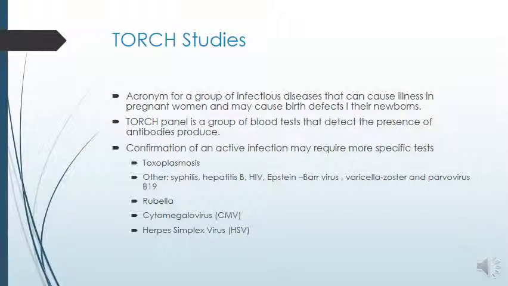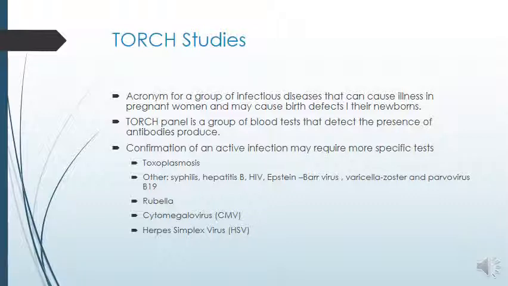The TORCH panel is a group of blood tests that detects the presence of antibodies produced by the immune system in response to these infections. Confirmation of an active infection may require more specific tests. Looking at what makes up the TORCH panel, T is toxoplasmosis, which is a parasitic infection that can be passed from the mother to the baby through the placenta during pregnancy.